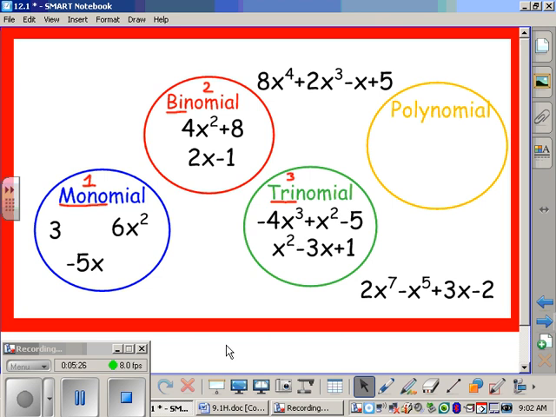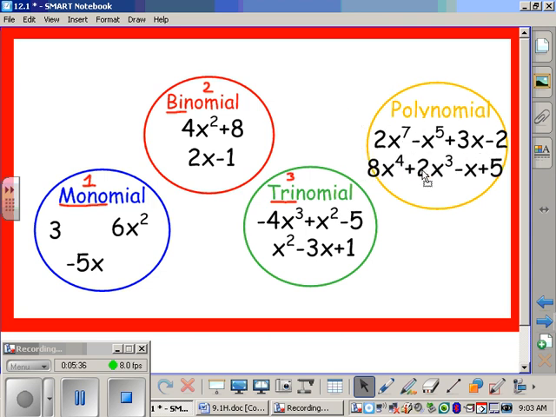The last circle, which is simply polynomial, any polynomial with more than 3 terms does not have a special name, so we will just throw in the remaining polynomials that have 4 terms. However, all of these are considered polynomials. It's just we want to specifically group them by the number of terms, so anything larger than 3 we just call a polynomial.